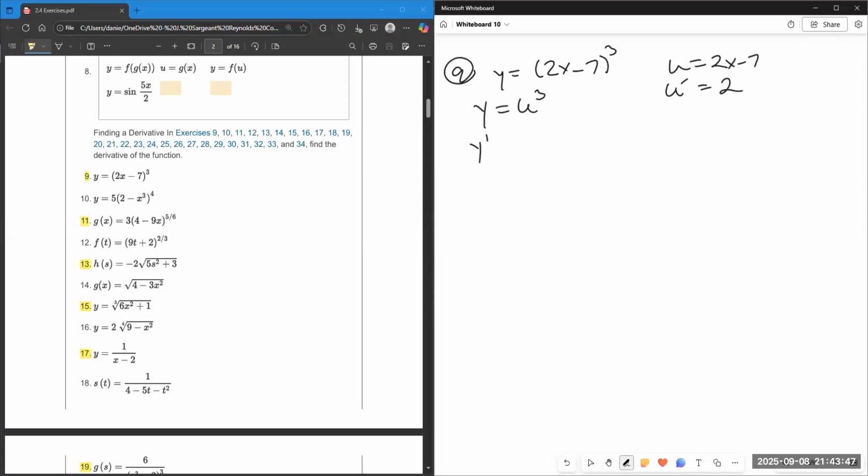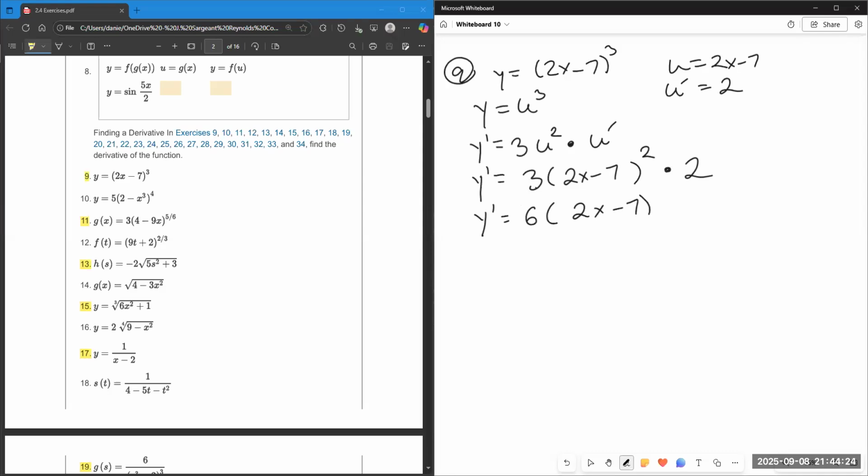My y prime will be the derivative of this function with respect to u times the derivative of u with respect to x, which we denote as u prime. So y prime is 3, replace the u with what it is, squared times u prime is 2. U prime is the derivative of the inner function. 3 times 2 is 6. We have 2x minus 7 raised to the 2nd.